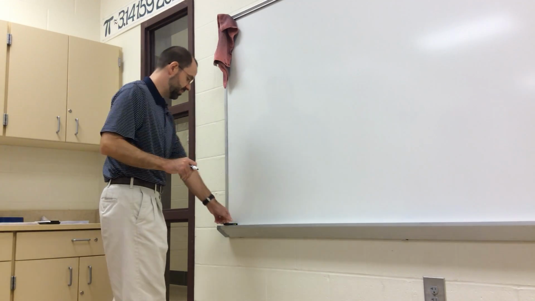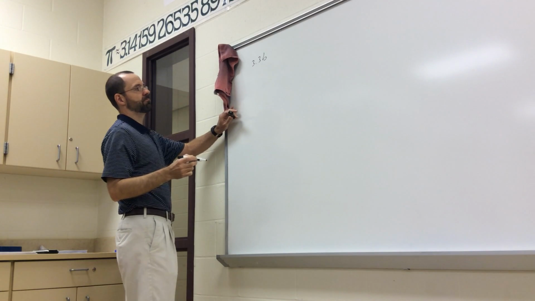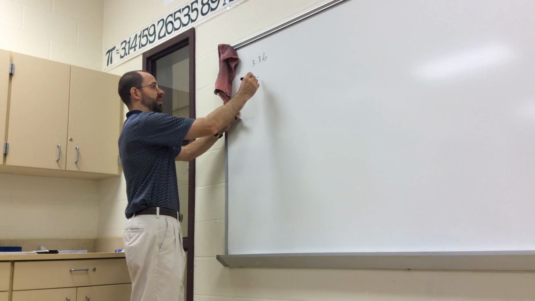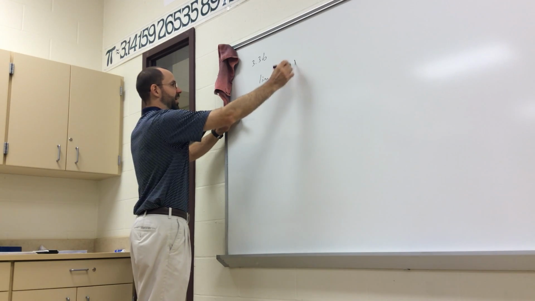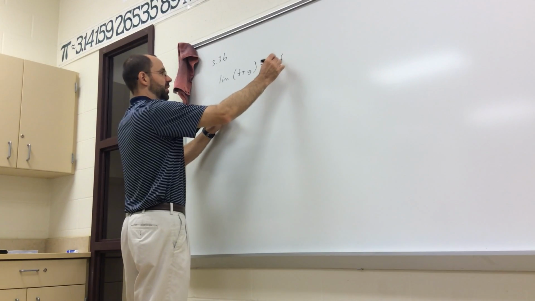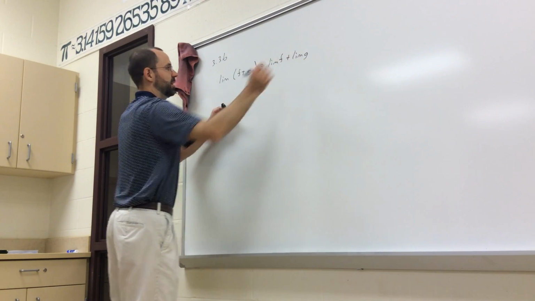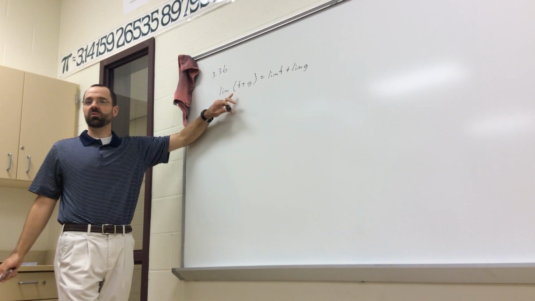All right, so 3.3b. You might remember that we said that the limit of two things added is the same thing as the limit of the first thing plus the limit of the second thing. You don't necessarily need to write this down because we've written it down already, but it's a good reminder.